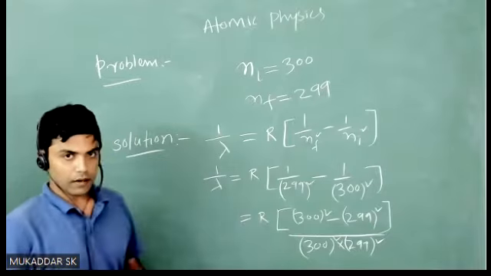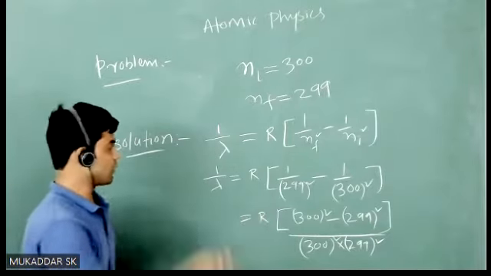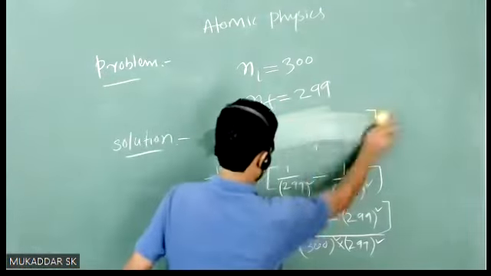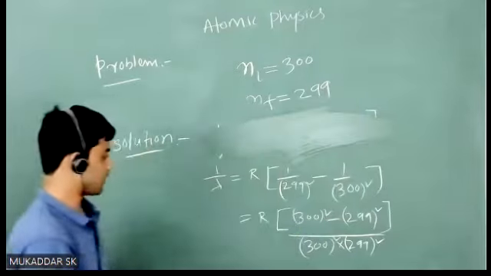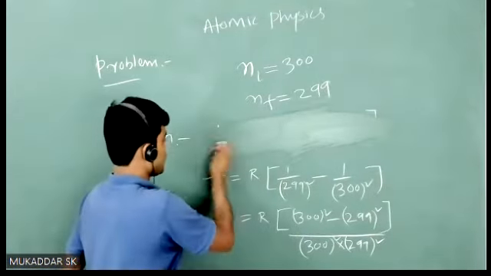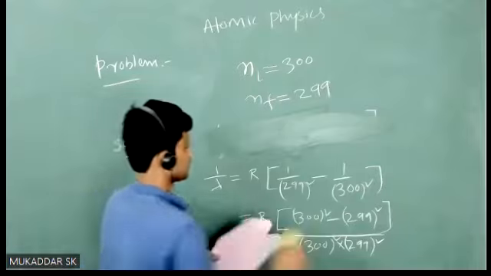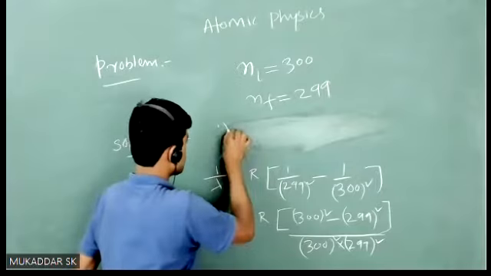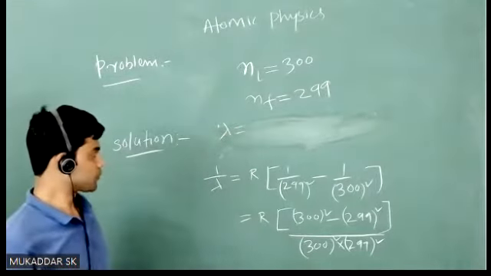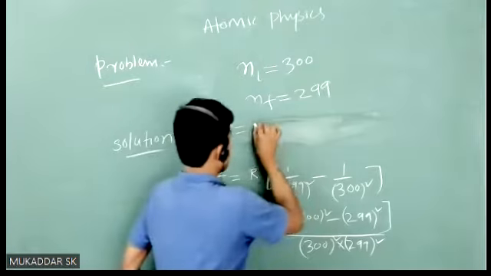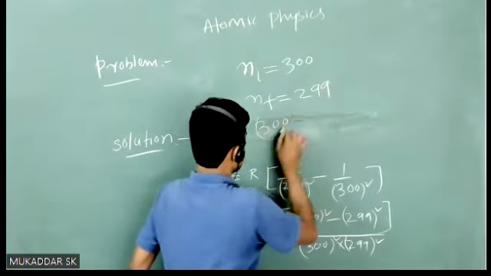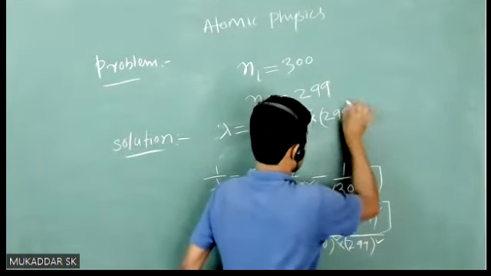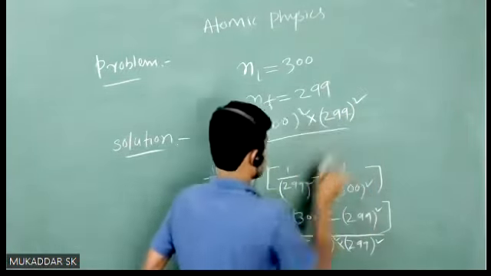But you have to calculate wavelength, right? So you have to invert this equation. So if you invert it, you'll basically get lambda is nothing but, lambda will be how much? It will be simply 300 square into 299 square divided by R.